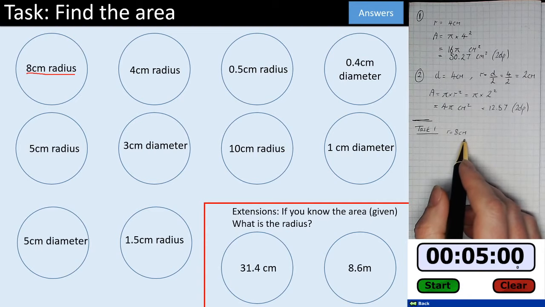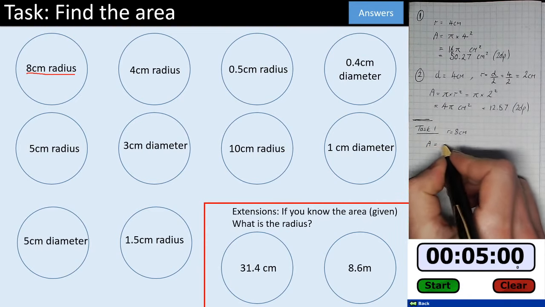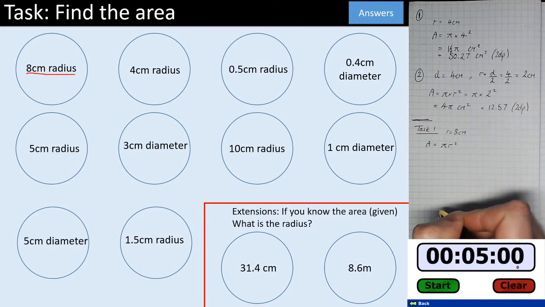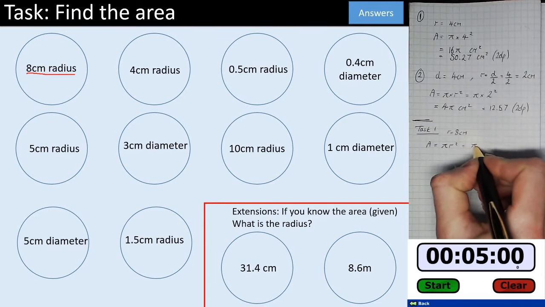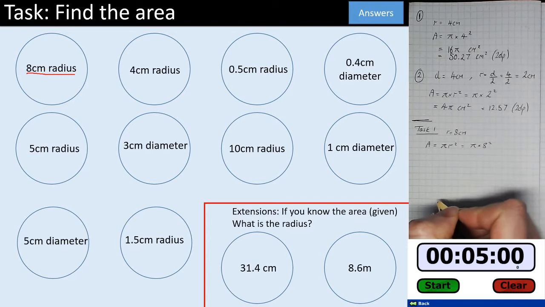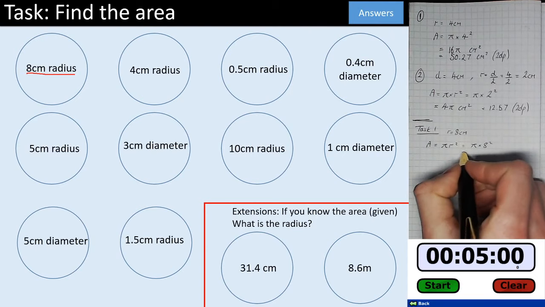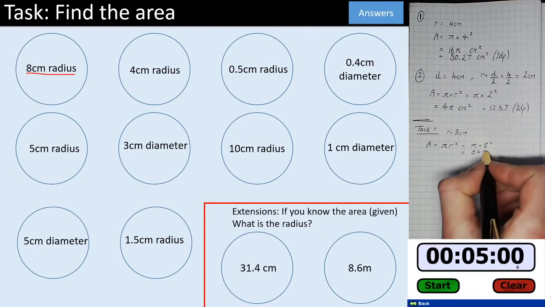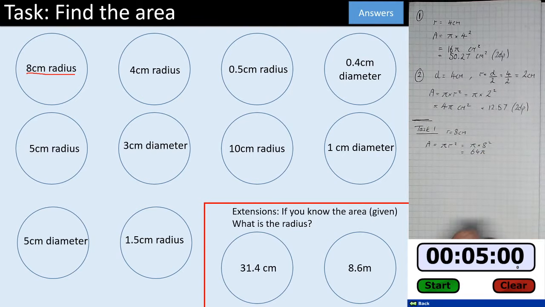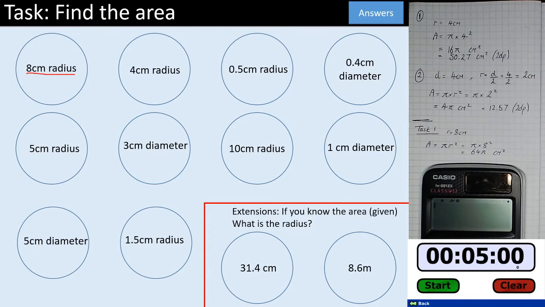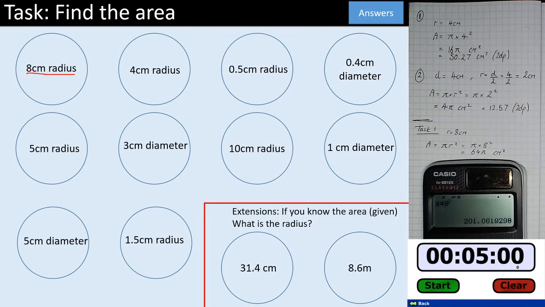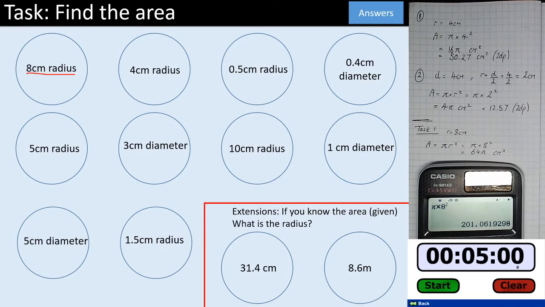Radius is 8 centimeters. We know the area is pi times radius squared. In this case, that's going to be pi times 8 squared. 8 times 8, knowing your times tables makes things nice and quick, 64. So if we're writing this in the lazy way, that's going to be 64 pi centimeters squared. And if we want to write it using a decimal, we're going to have pi times 8 squared, and we'd get that decimal number that is just there.